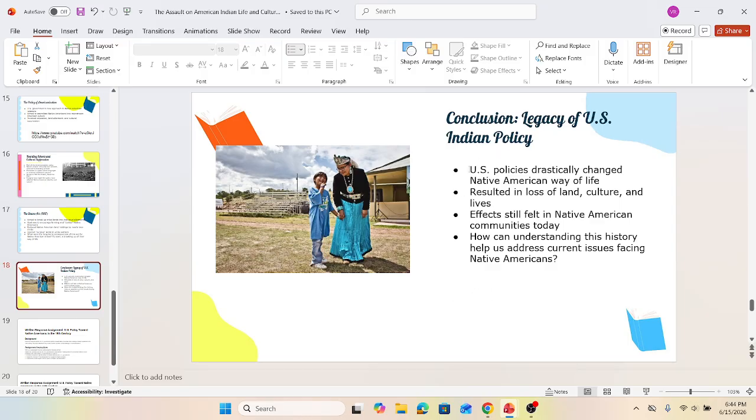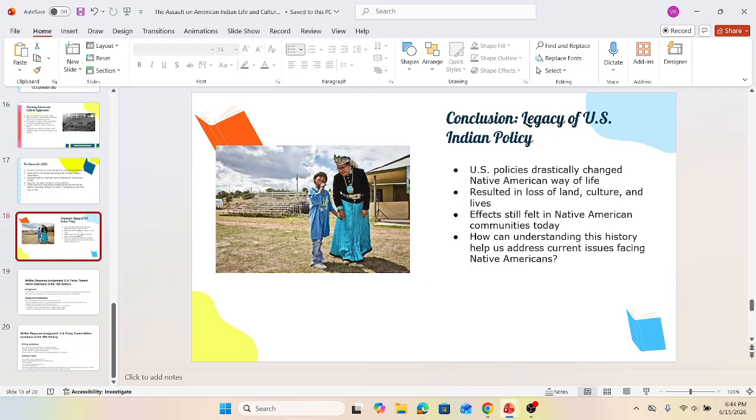So, in conclusion, United States policies drastically changed the Native American way of life. It resulted in loss of land, culture, and many, many lives, and the effects are still felt in Native American communities today, where many Native Americans are doing all they can to remember and bring back the parts of their culture that was suppressed by the US government.